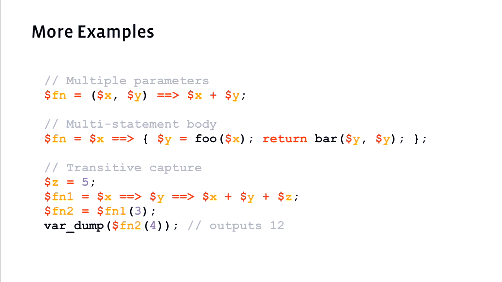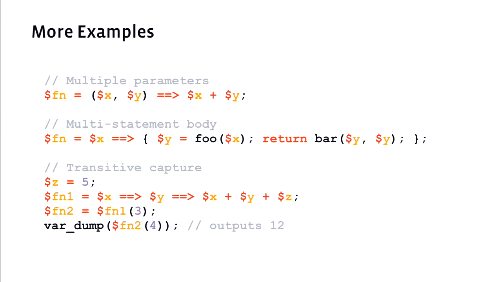If you don't have curly braces on the right-hand side of the arrow, it just assumes it's an expression and that's what's getting returned. But there are cases where you need a multi-statement body. So sometimes you need to call a function, store something in a temporary variable, and then be able to use that. So in this example, I needed to use y twice in the call to bar. So I use a temporary local variable.